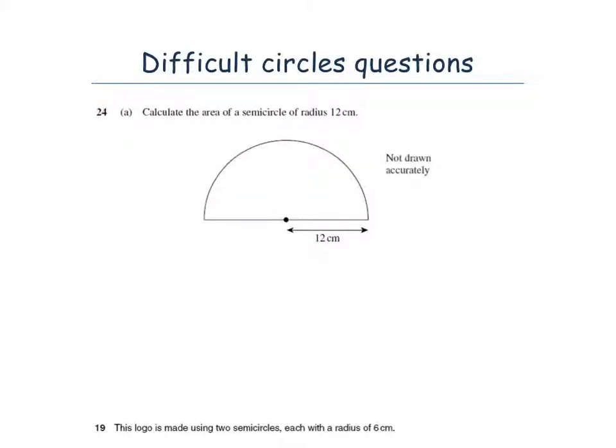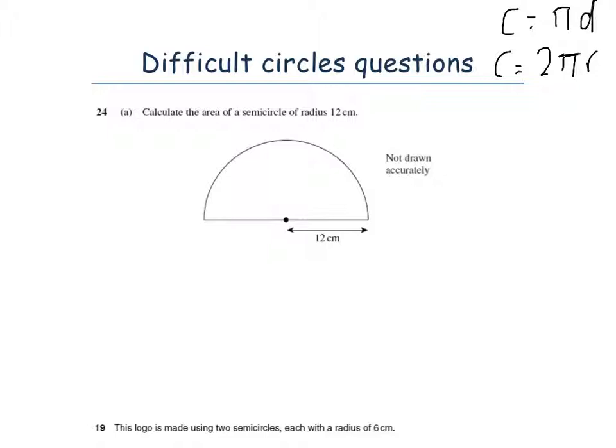More difficult circles questions. Hopefully before you've watched this video you've already watched the video on how to find the circumference of a circle and how to find the area of a circle. From those two videos you should be aware that to find the circumference of a circle there are two equations we can use. We can either use C equals pi times the diameter, or we can use the circumference is equal to 2 times pi times the radius.